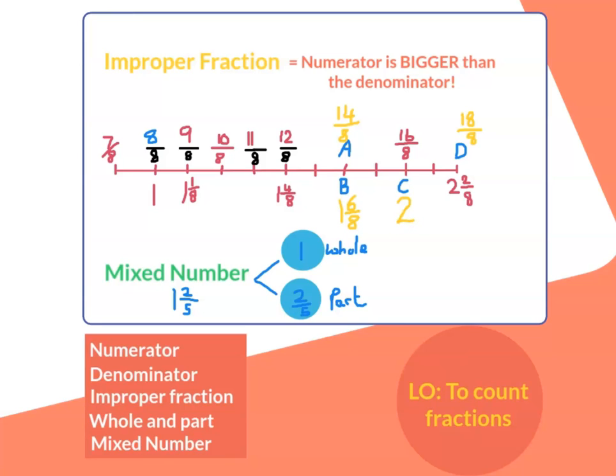And 2 and 2 eighths, well, 2 wholes is equivalent to 16 over 8. So 16 plus 2, 17, 18. It's 18 over 8. That brings today's lesson to an end.